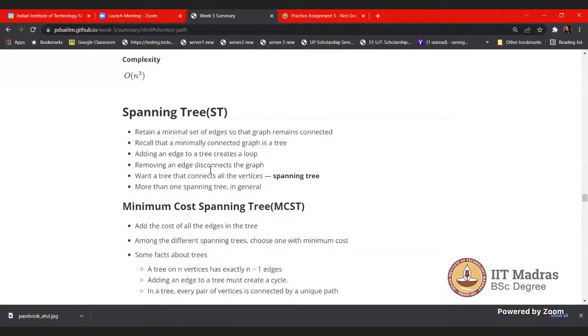Okay, now next topic is spanning tree. Spanning tree is basically, as the name suggests, a tree. A tree means there is no cycle in the graph and every vertex is connected. So the graph remains a connected graph, and there is no cycle in the graph.